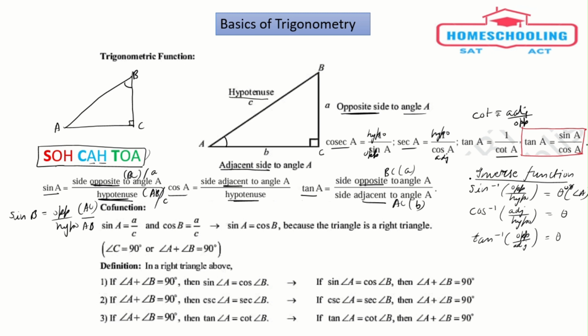Now, sometimes in a question the lengths of these two sides would be given, and you have to find the angle of the right triangle, one of the angles of the right triangle.